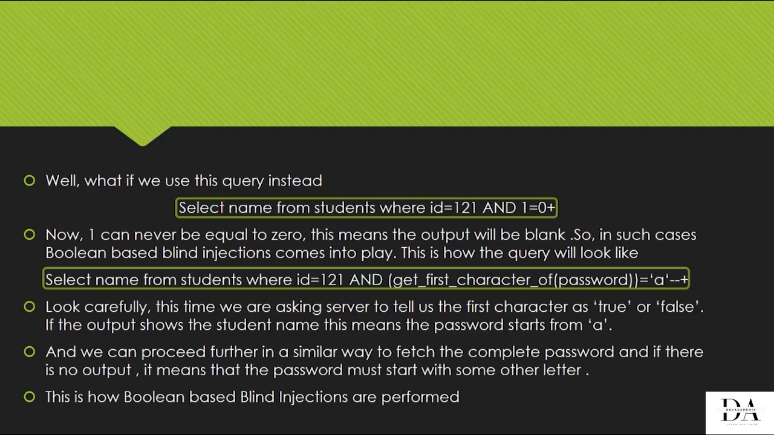But if the output is not reflected and we are not able to get the result, or we are not able to get the name of the student, then this means the password doesn't start with letter A. And we can proceed further in a similar way to fetch the complete password, and if there is no output, it means that the password must start with some other letter. So this is how Boolean-based blind injections are performed.